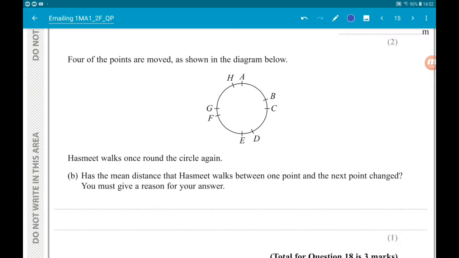Okay, so even though some points are now closer together, some points are now further apart. So the answer is no. Now the reason is he's still walking the same distance around the circle, and there are still the same number of points. So to work out the mean, we would still do 80 divided by 8. So the answer is no, and that's the reason.